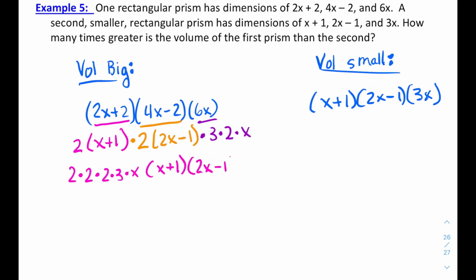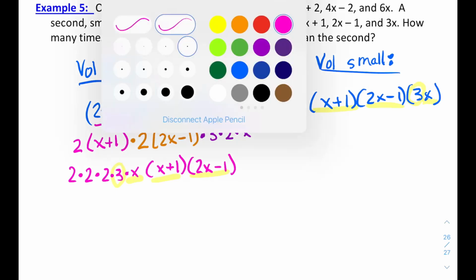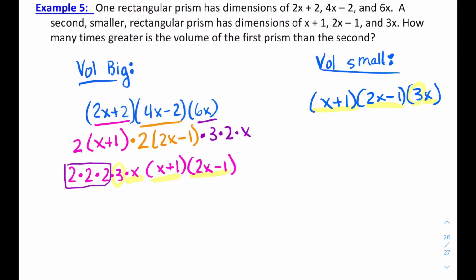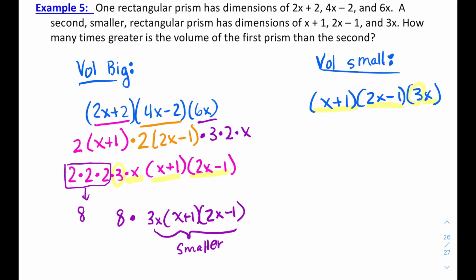my 2x minus 1. So if you look at what factors are shared, both of our prisms have factors of x plus 1, 2x minus 1, and a 3x. The difference is my bigger one has 3 more factors of 2 being multiplied than my smaller one. So it's essentially 8 times the expression that represents the volume of my smaller rectangular prism, which means that if I'm talking about how many times bigger this one is than my smaller one, well, it's 8 times larger.